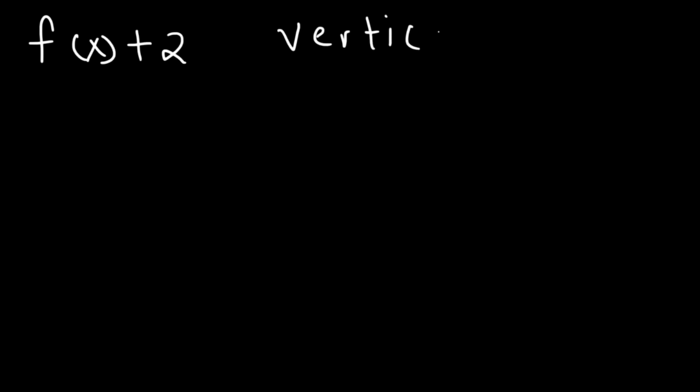In this video, we're going to talk about functions, transformations, and things like that. So, let's say we have the function f of x. Let's say we add 2 to it. What type of shift do we have here? If you add 2 to it, this is known as a vertical shift. The graph is going to move up 2 units.